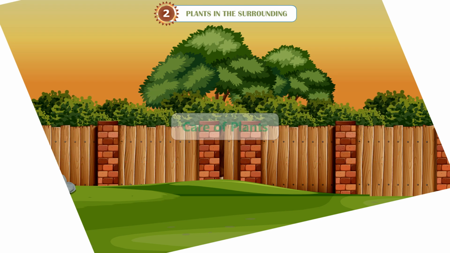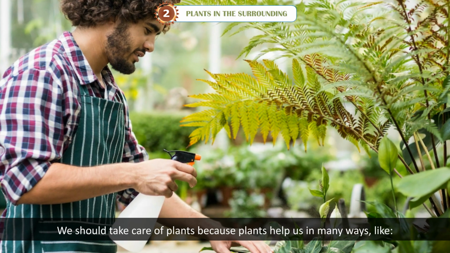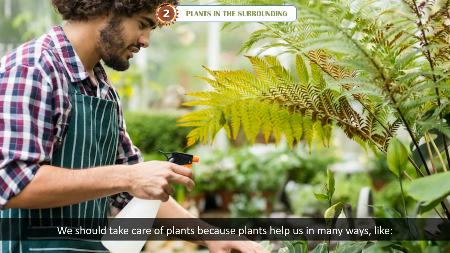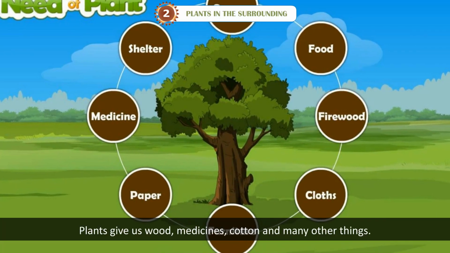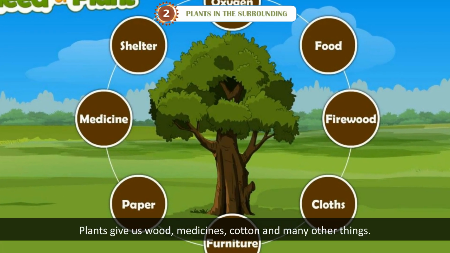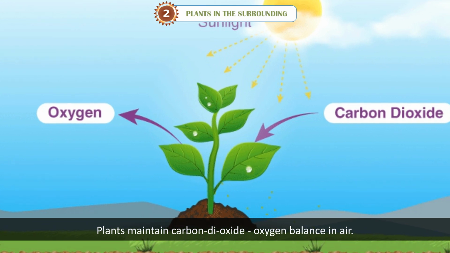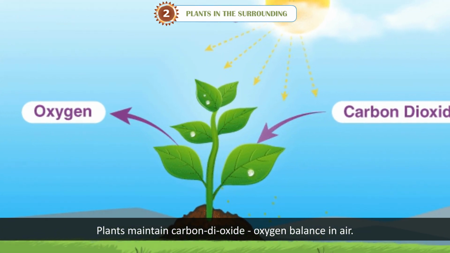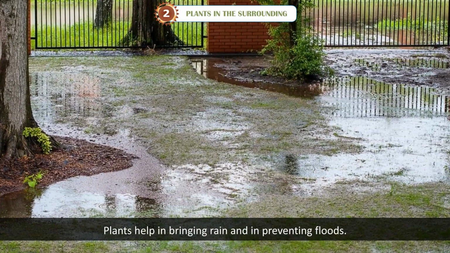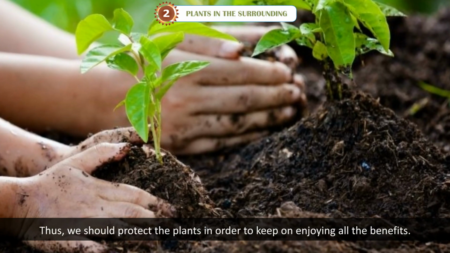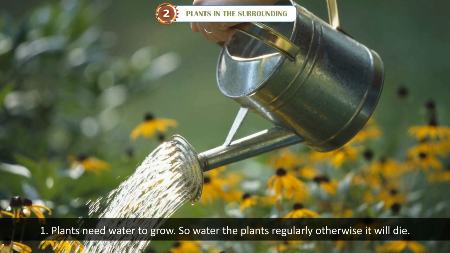Care of plants. We should take care of plants because plants help us in many ways, like plants provide us food and clean the air. Plants give us wood, medicines, cotton, and many other things. Plants maintain the carbon dioxide and oxygen balance in air. Plants help in bringing rain and in preventing floods. Thus, we should protect the plants in order to keep on enjoying all the benefits.